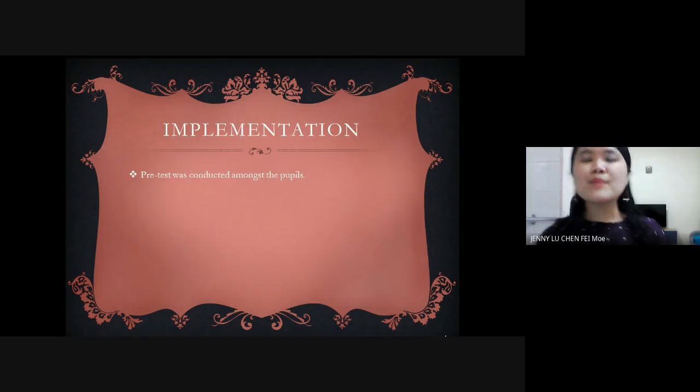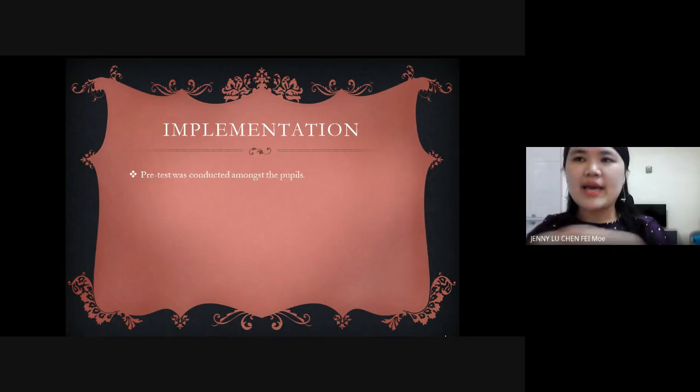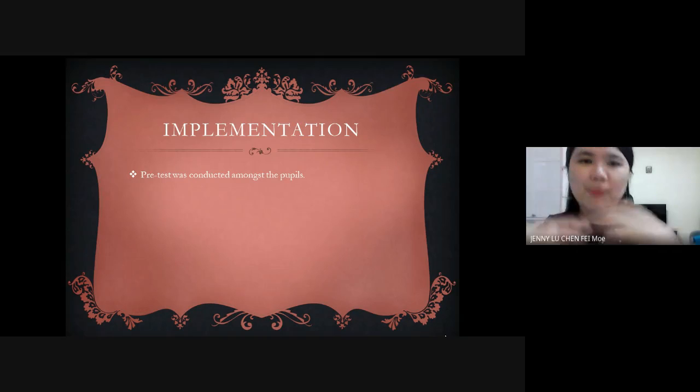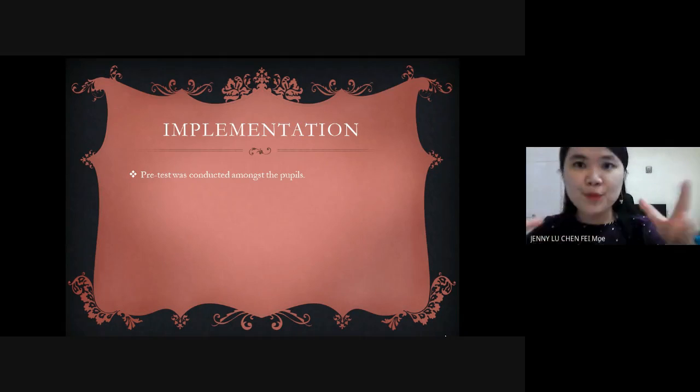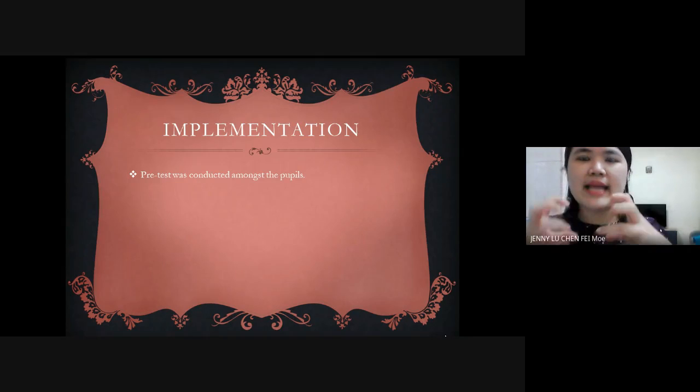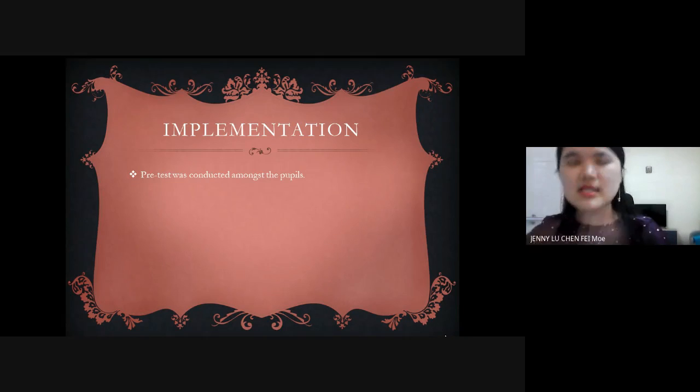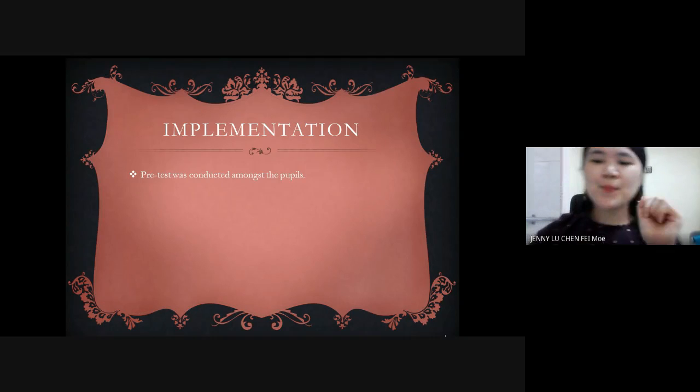So, implementation. The first thing we did was a pre-test. I conducted pre-tests amongst the pupils. I gave them a picture with no words given, and I asked them to write a simple paragraph based on that picture alone. This was conducted in groups, whereby they were seated in groups and had a simple discussion for around 10 to 20 minutes, and then they started to write the composition on their own.